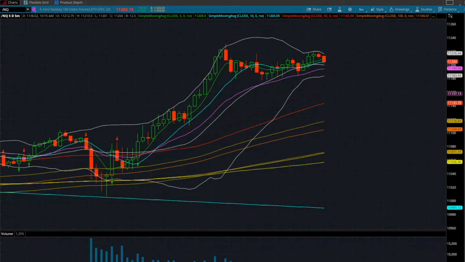But what we are looking at here is the 5-minute time frame on the Nasdaq futures. Okay, so I want to show you the first trade that I took that actually put me up about $100 to $150 very early in the day.